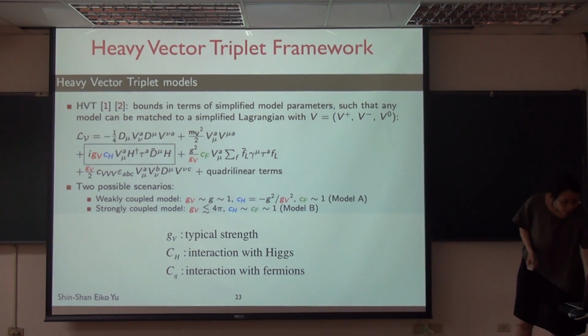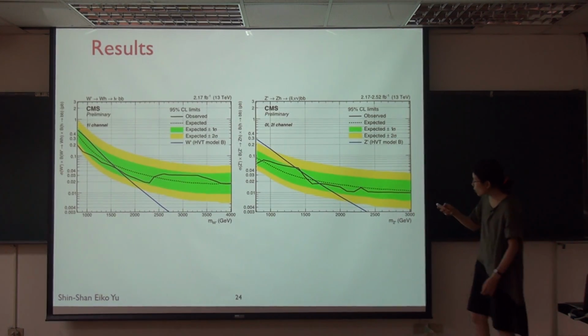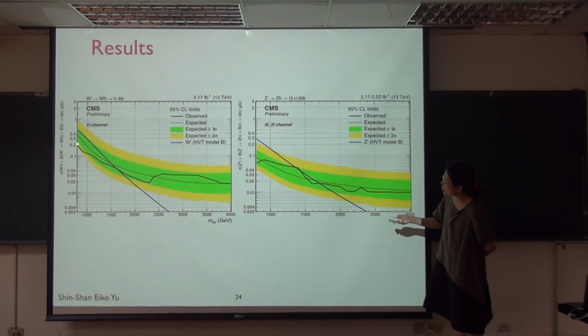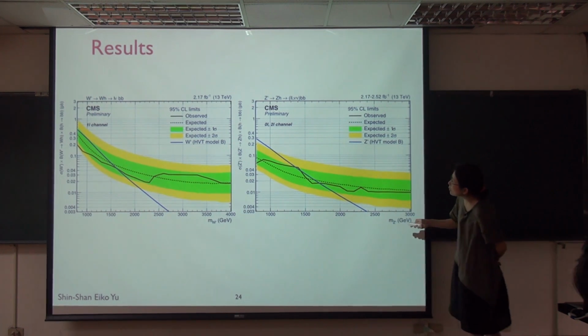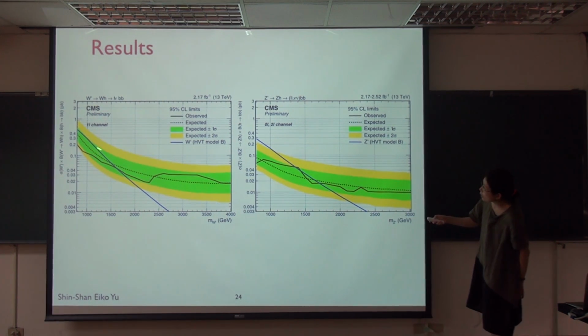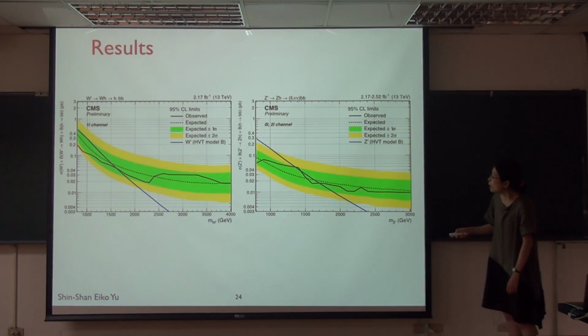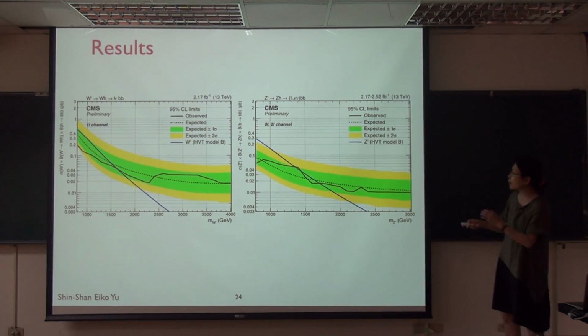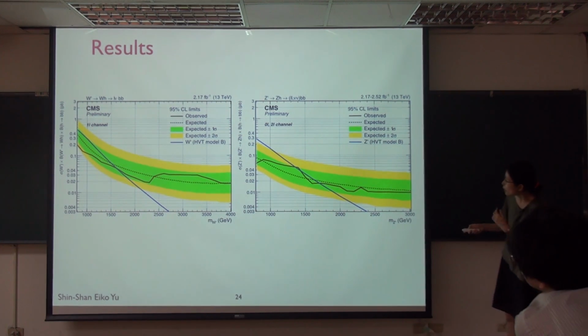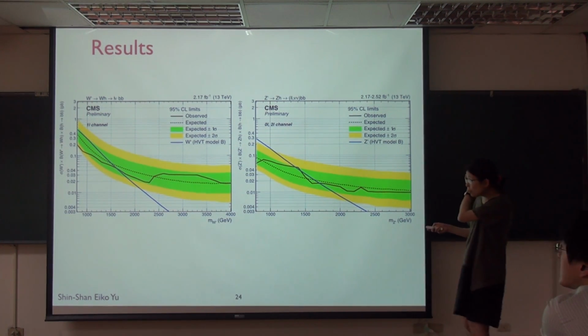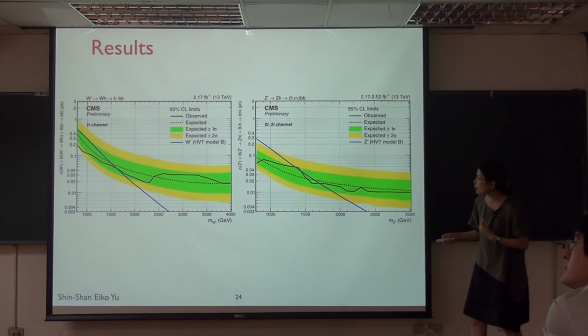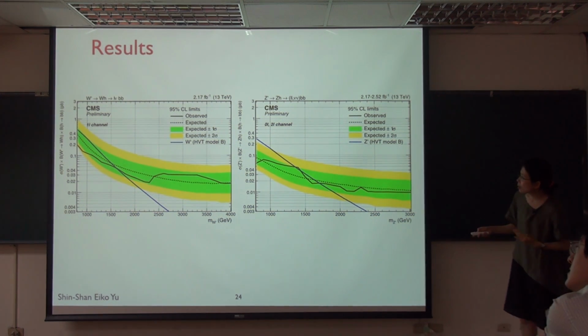And here I show you the observed production cross-section limit, indicated by the black line here. The dashed line is the expected limit on the production cross-section. The yellow and the green regions are the systematic uncertainties. And the blue curves are the prediction coming from this composite Higgs model. On the left is the W prime, on the right is the Z prime. Basically we exclude masses below 1.5 to 1.7 TeV.